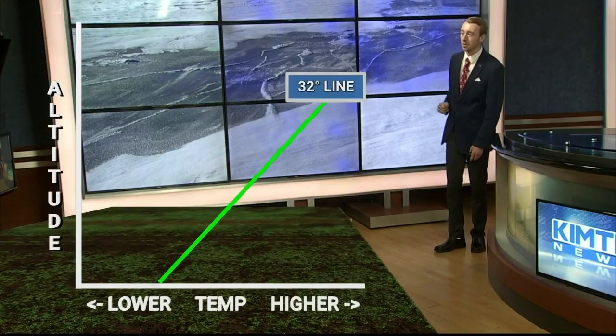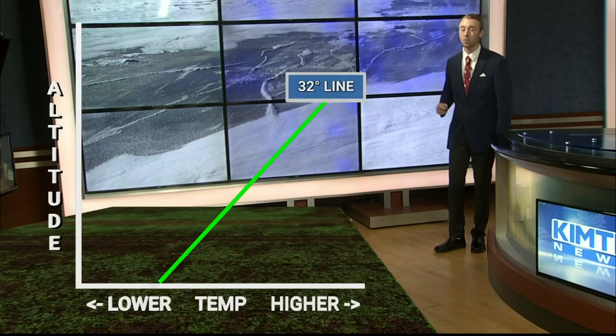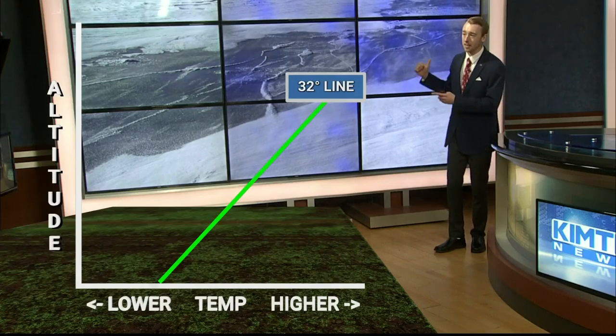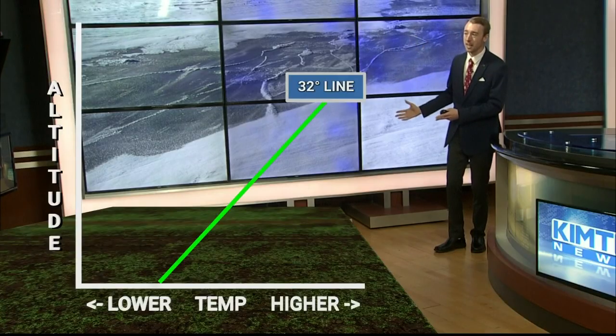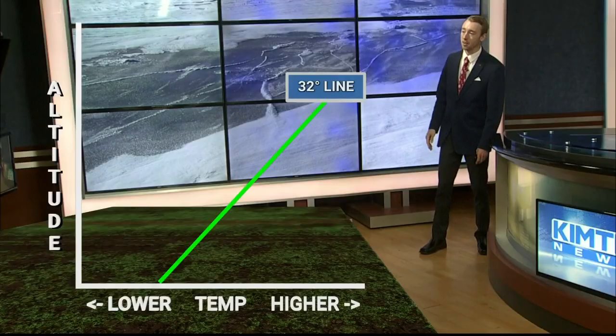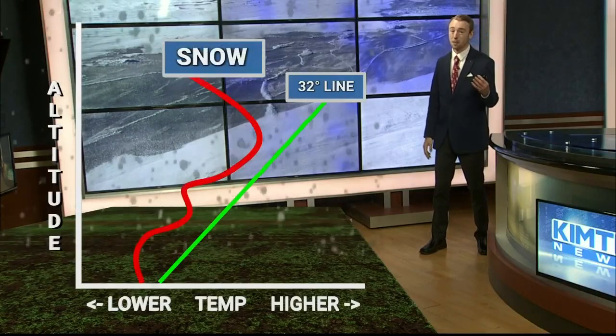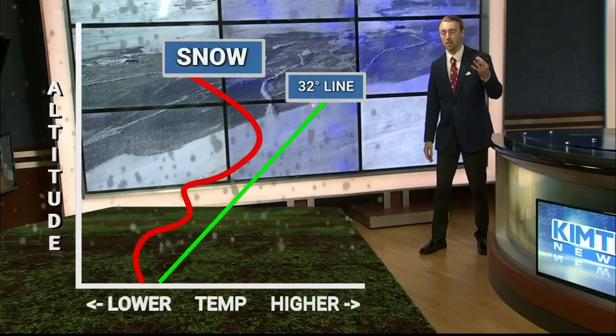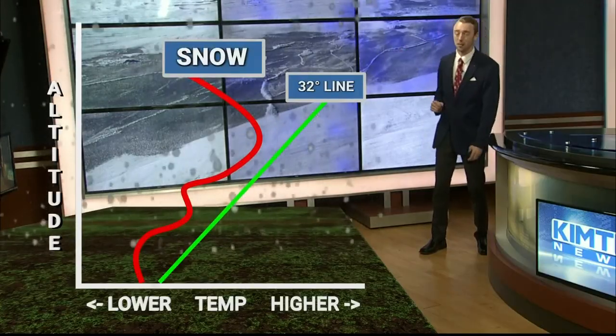I drew the 32-degree line here. This is what we call a skew-T log-P diagram. Lower temperature to the left, higher temperatures to the right, up and down. On the y-axis is altitude. 32 degrees is that green diagonal line. For snow, we want temperatures all the way up through the column of our atmosphere to be below 32 degrees, on the left side of the green line.